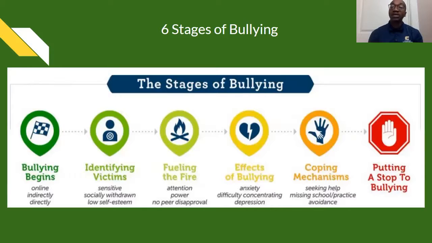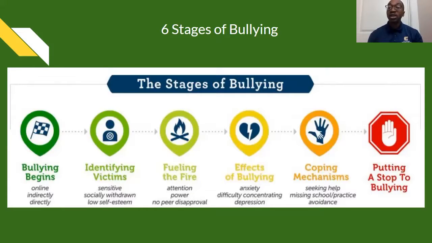Also, the 4th stage is the effects of bullying, which may include the person feeling anxiety, which, as we talked about, is feelings of worry and fear. They may have trouble concentrating and focusing in the classroom because of being bullied. And then the 5th stage is coping mechanisms, which are basically ways to deal with and handle the situation that you're going through.